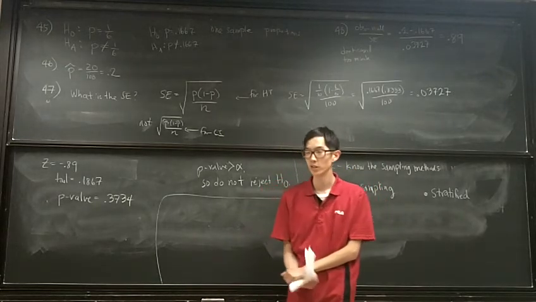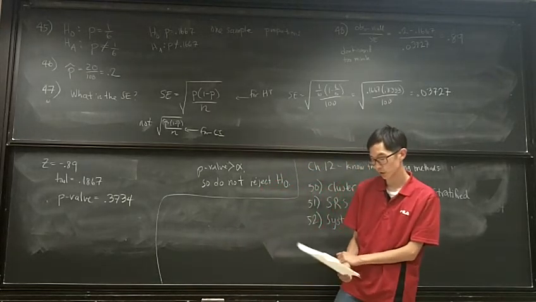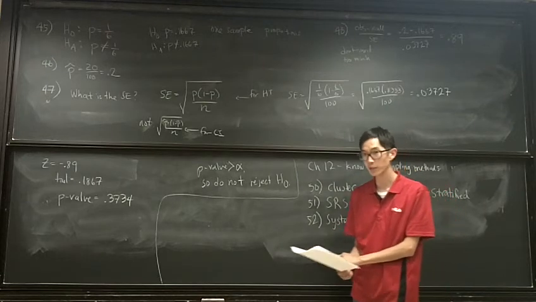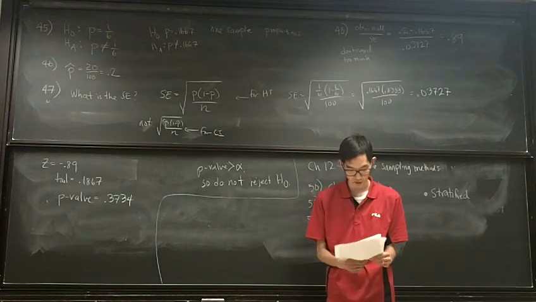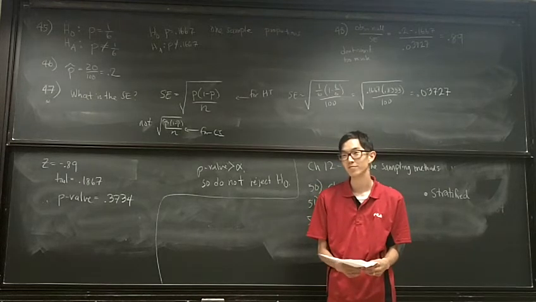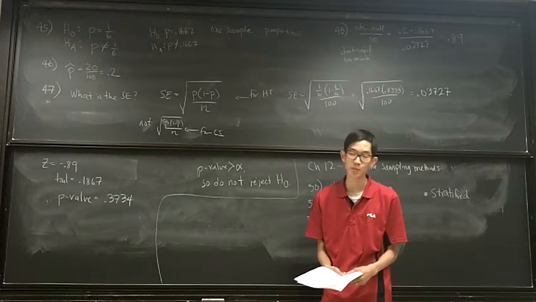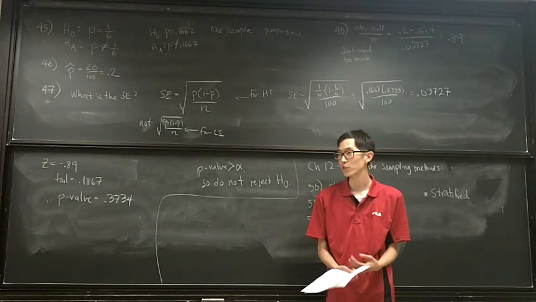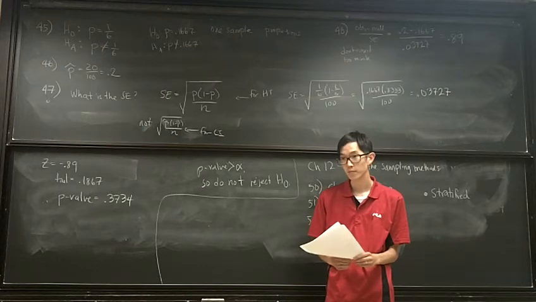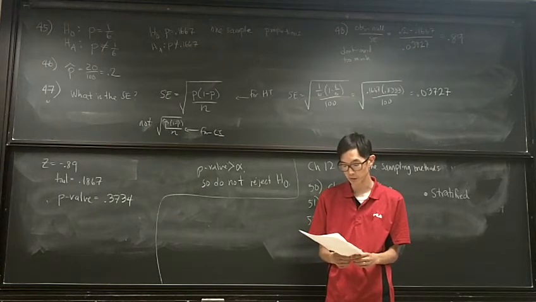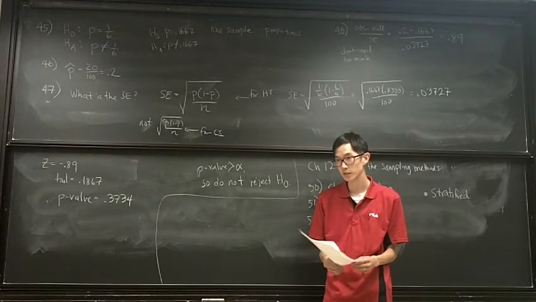68% is within what? 1 standard deviation of the mean. What about 3 standard deviations? 99.7. Within 1 is 68, within 2 is 95, within 3 is 99.7, so that's almost everybody. That's the empirical rule.